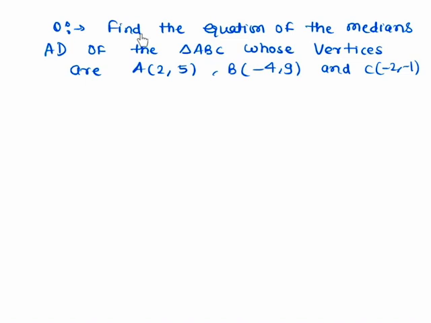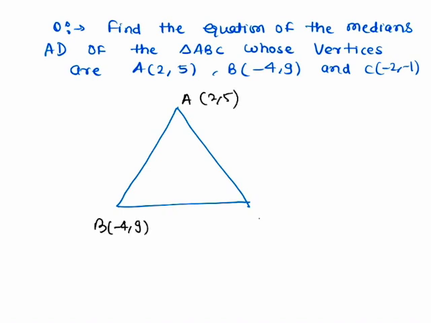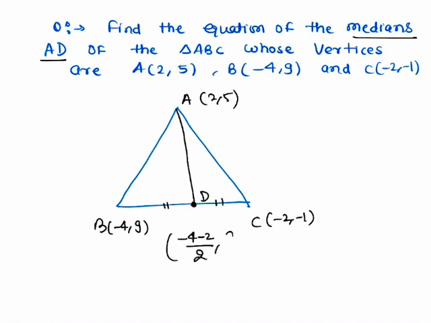Then the next question is: find the equation of the median AD of the triangle ABC whose vertices are A, given as 2 comma 5, B, given as minus 4 comma 9, and C, given as minus 2 comma minus 1. First we will make triangle ABC. A is 2 comma 5, B is minus 4 comma 9, and C is minus 2 comma minus 1. Now median AD: from A we will draw a median AD. We know a median divides the opposite side into two equal parts, so D is the midpoint of BC. We can find D: minus 4 minus 2 divided by 2, 9 minus 1 divided by 2. So D comes as minus 3 comma 4.